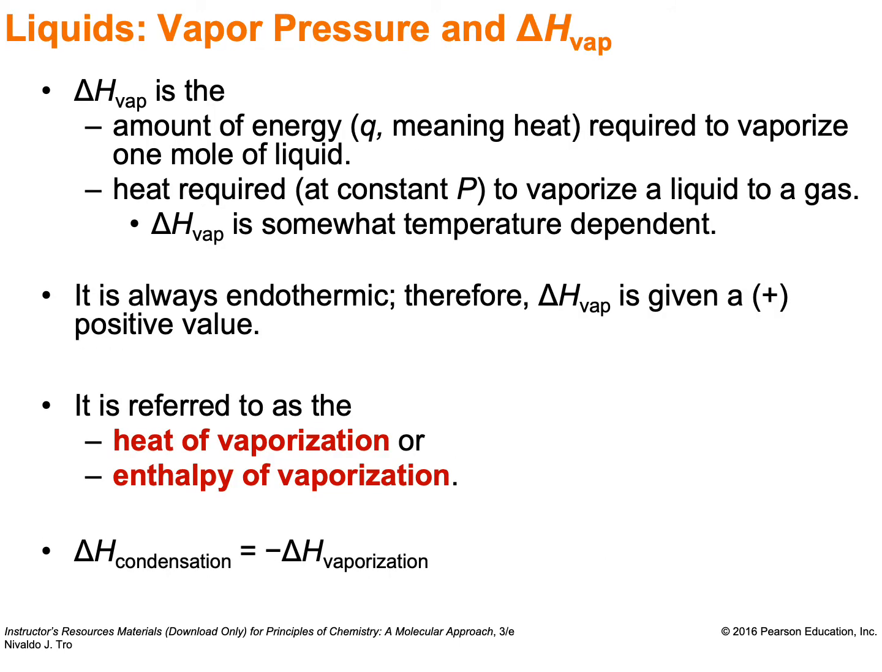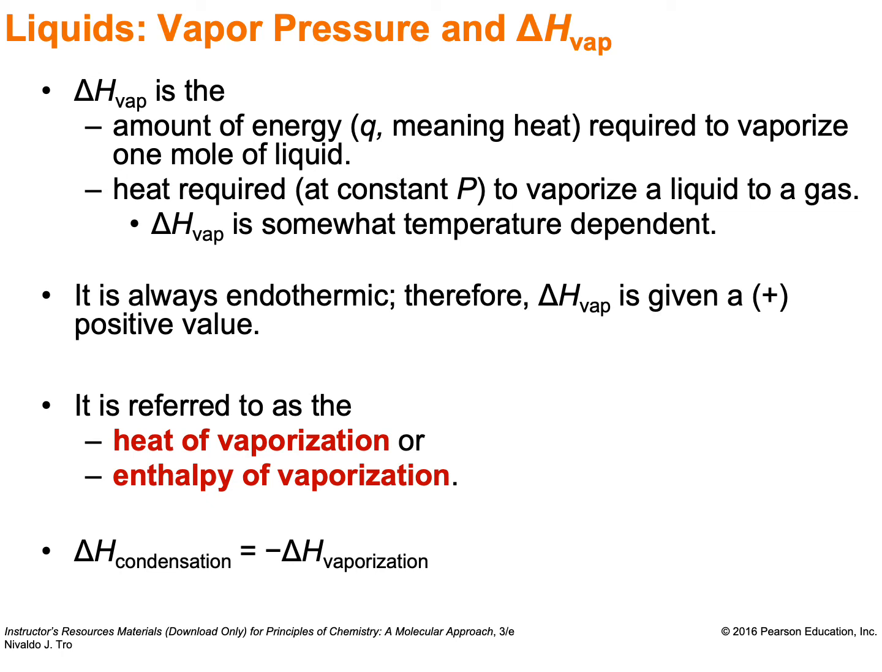Let's define some enthalpy terms. Delta H of vaporization, delta H VAP, is the amount of energy required to vaporize 1 mole of liquid. It's somewhat temperature dependent. The heat is required to convert a liquid to a gas. It's also endothermic. If it's endothermic, therefore delta H has a positive value. It is referred to as the heat of vaporization, or enthalpy of vaporization.